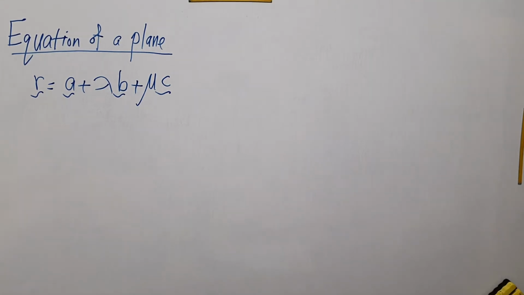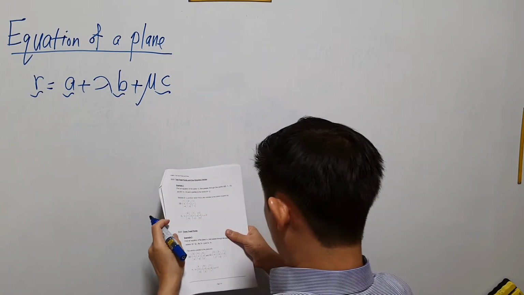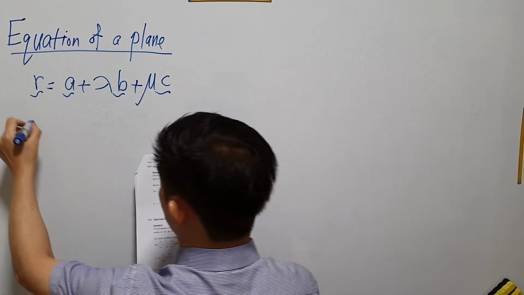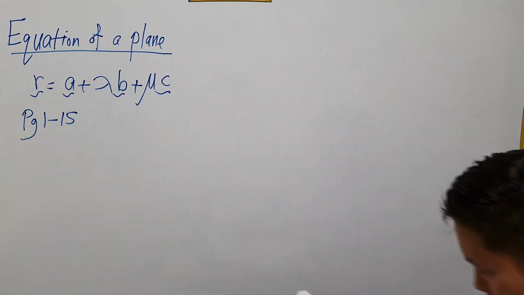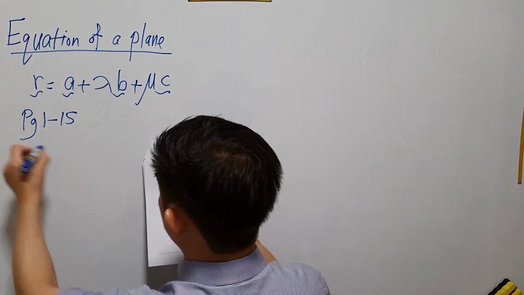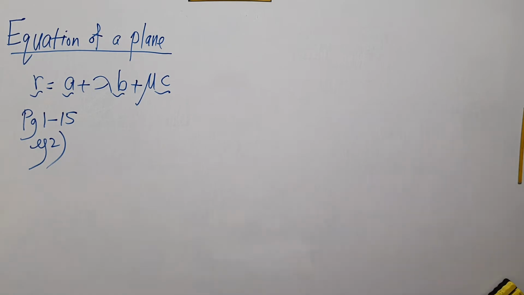Okay, now let us look at more examples. In example 2 on page 115, you want to find a plane called pi2 that passes through 2 points A and B and is parallel to a vector 2i minus j.